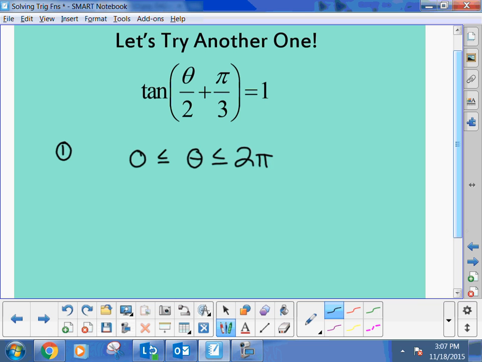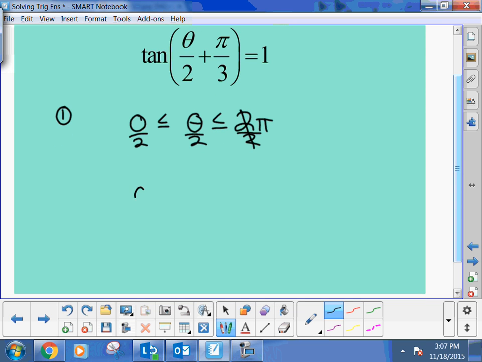And the first thing we're going to do to it, I'm going to apply the divided by 2 first, okay? So I'm going to divide everything by 2. When you divide everything by 2, I'm going to go now from 0 less than or equal to theta divided by 2 less than or equal to pi. And we kind of knew that already because if I took the unit circle and cut it in half, then I'm only left with pi.